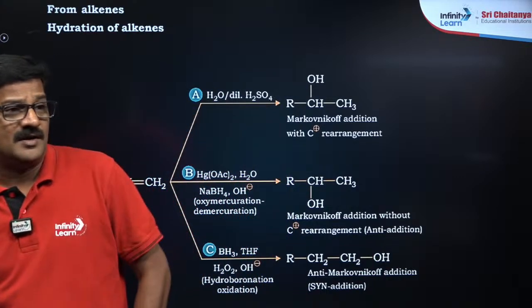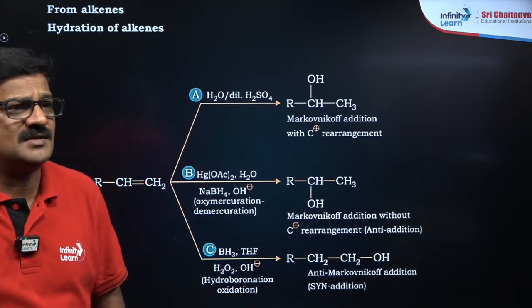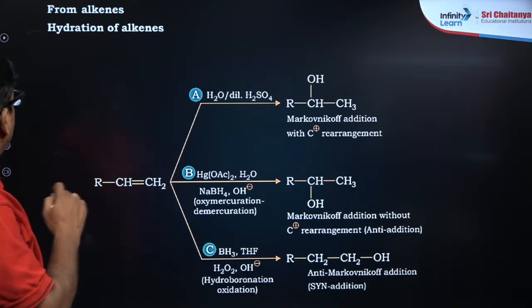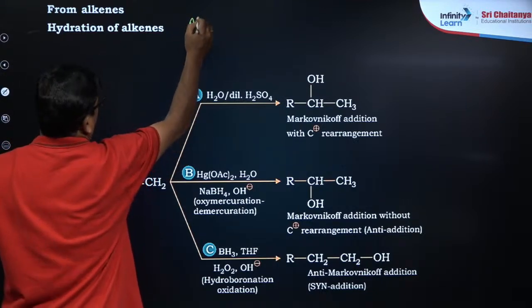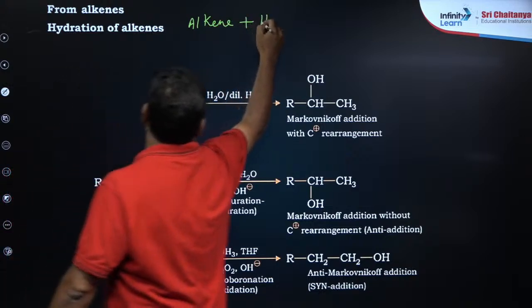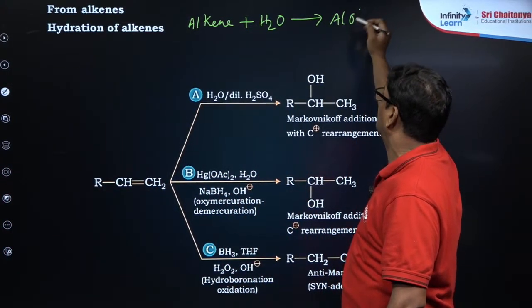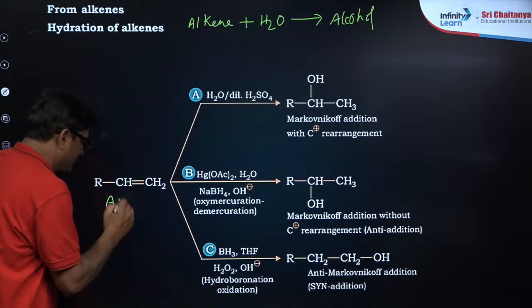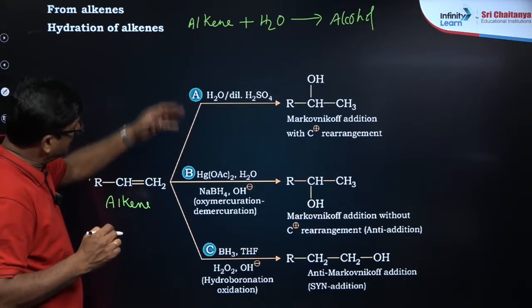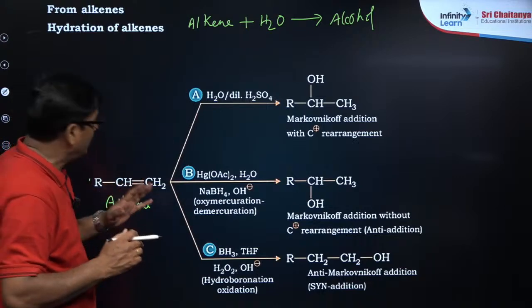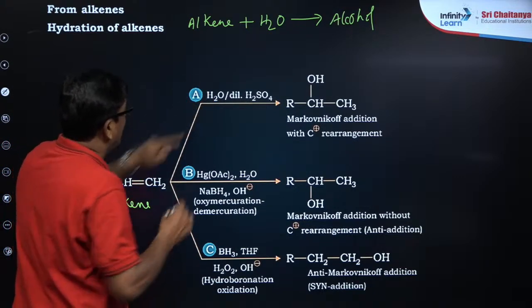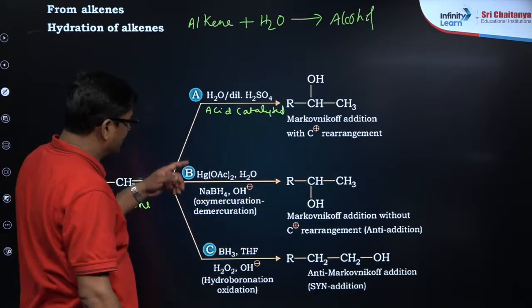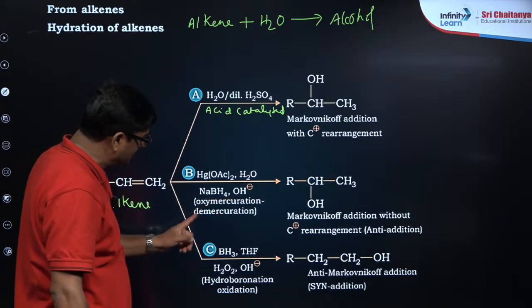Now you are asking about mechanism, Ramesh Naik. So from here I just want to discuss the mechanisms. Hydration of alkene: whenever alkene is added with molecular water, you are going to get alcohol. To get alcohol from alkene, you have three methods: method A, method B, method C. Method A is what you call acid catalyzed hydration. And the second one is oxymercuration, demercuration.